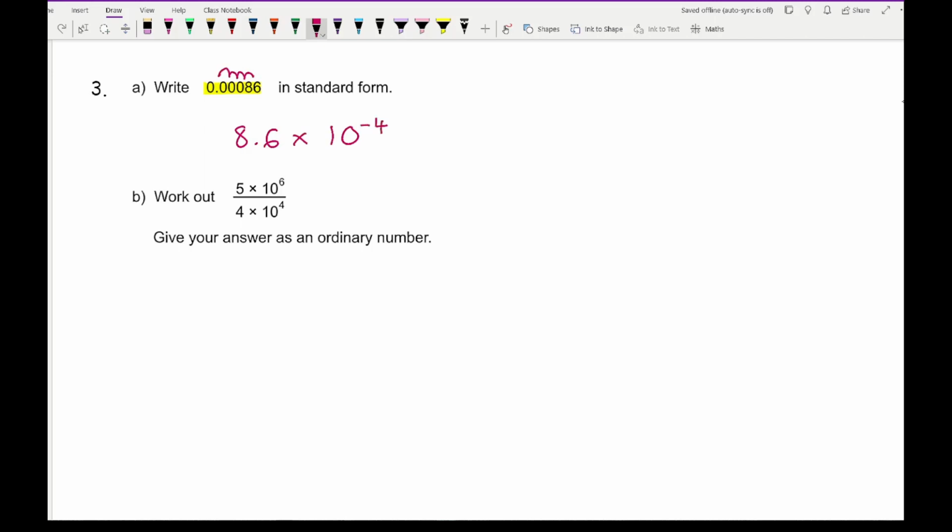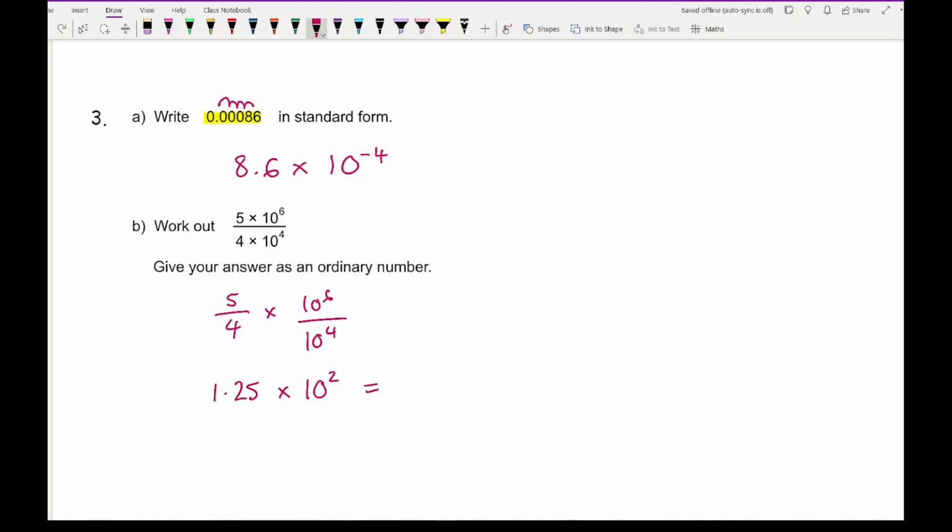Then with question B, we're dividing. So again, we're going to split this into 2 fractions. Now 5/4, well, that's going to be 1.25, and multiplied. And then here, what we then need to do is we take away the powers. So that's going to be 10 to the power of 2. And this as an ordinary number is going to be moving the decimal point 2 places, giving us an answer of 125.